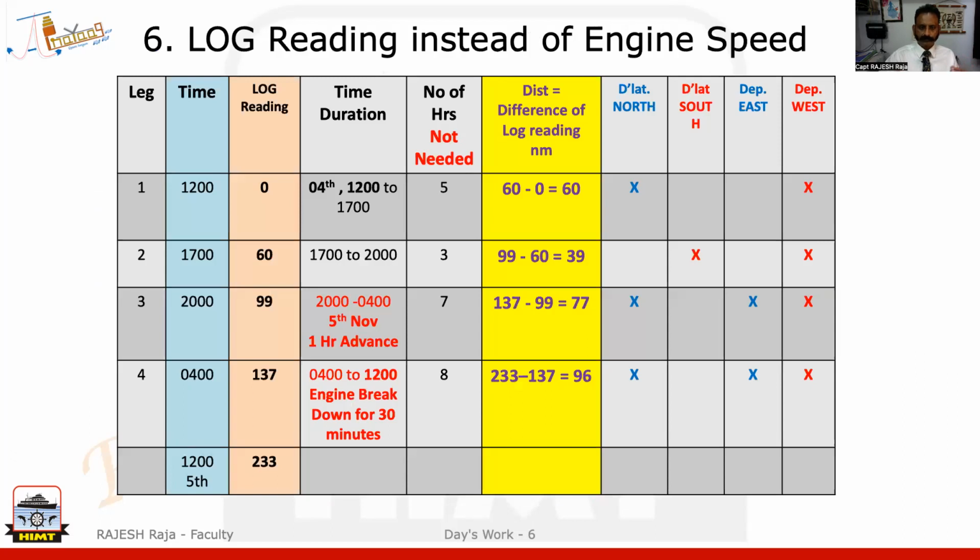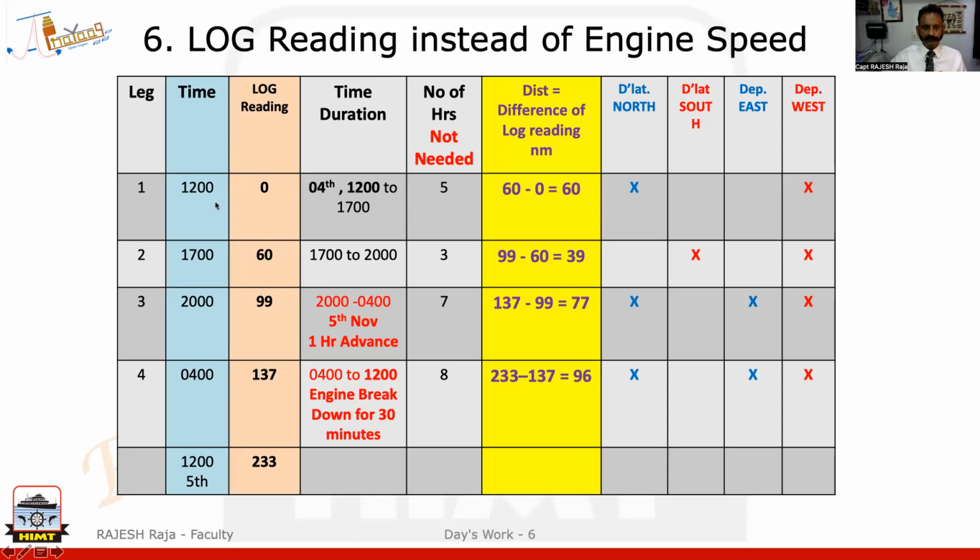Okay. Let us look at this page. Let us look at the first line. At 12 o'clock, the log reading was 0. The blue color column is telling me the time. At 1700, the log reading was 60. So if you see this column which I'm pointing out, 0 and 60.